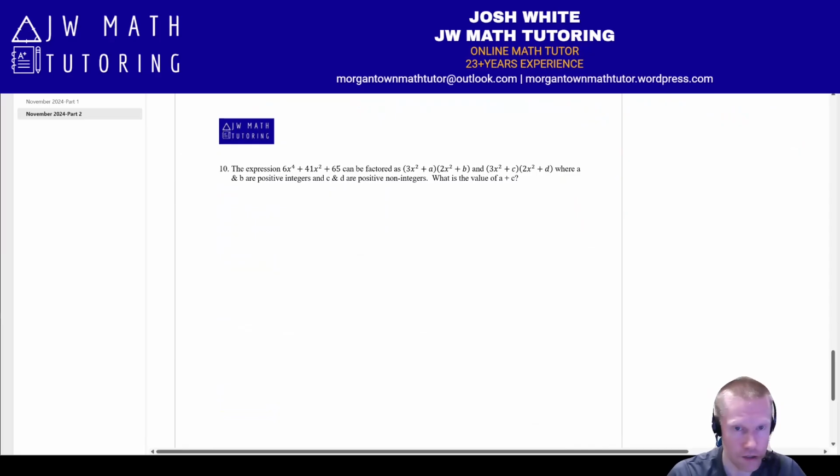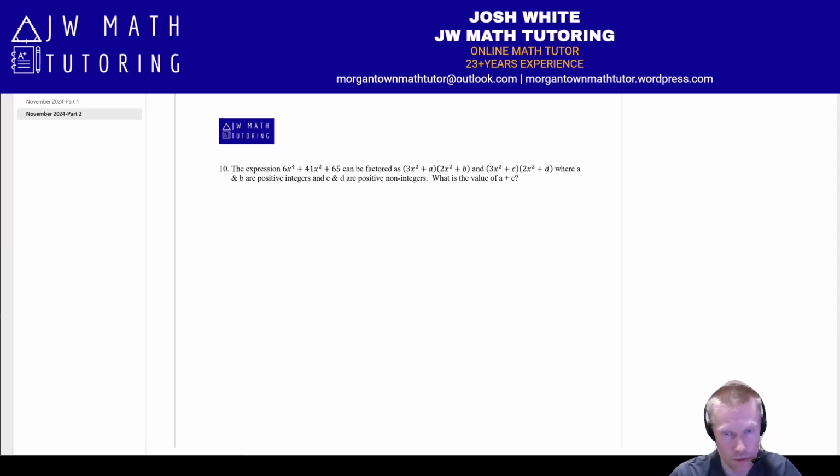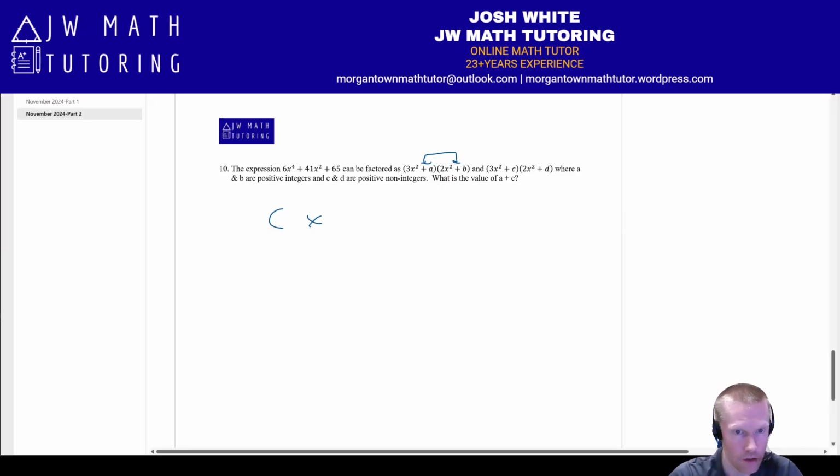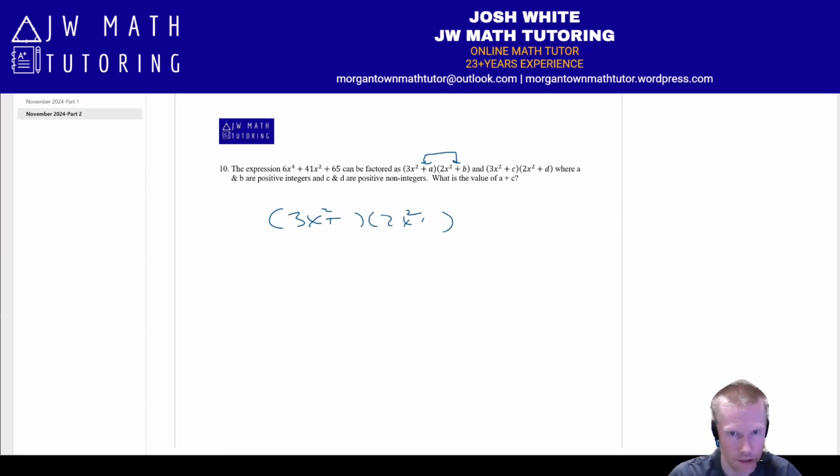All right, last question. You have an expression here, and it tells you that it can be factored two different ways. One way with positive integer factors, and one way with positive non-integers, meaning they're decimals or fractions. So, okay, factoring it the first way is relatively easy. I mean, you can just do trial and error, or we already know it's going to be 3x plus something and 2x plus something. Or excuse me, 3x squared plus something, 2x squared plus something.